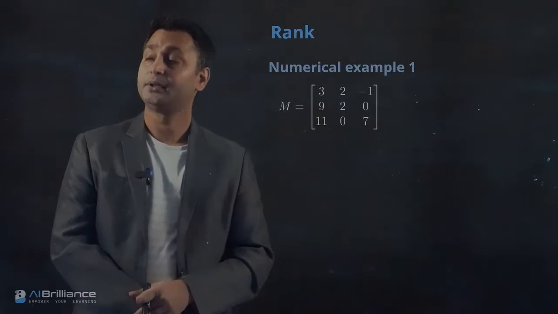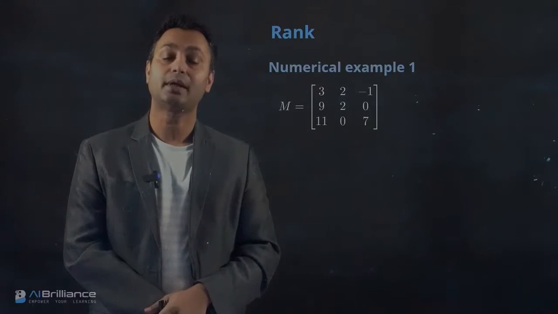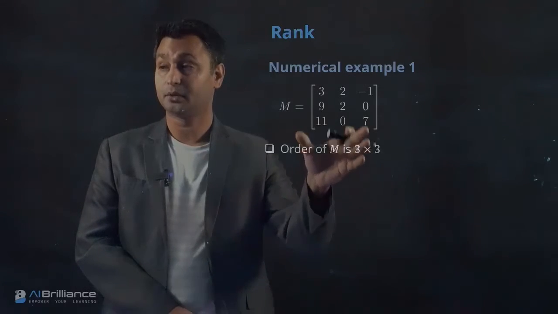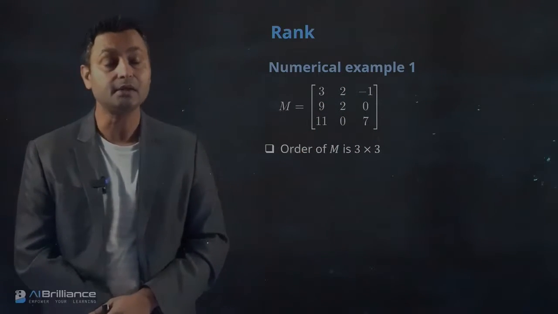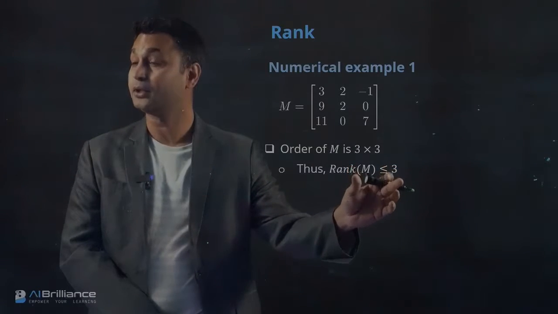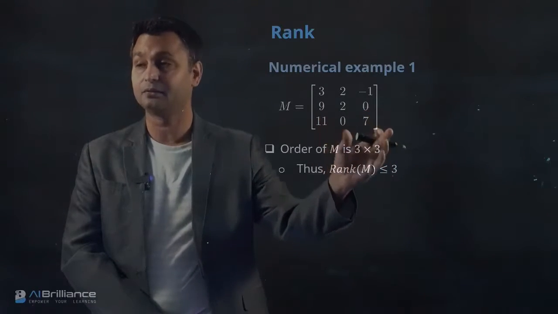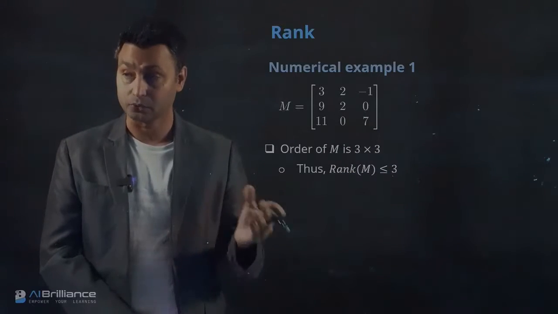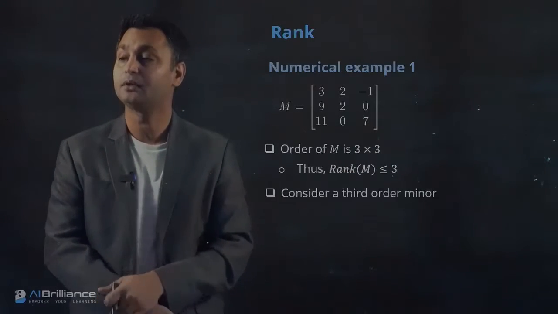This is a matrix M, and if we want to determine the rank of this matrix, the order of this matrix, or the number of elements, is going to be 3 cross 3. So we know that the rank could be anything less than or equal to 3. It could be full rank, in which case the rank is going to be 3, or it could be 2, 1, and so on. So the order is going to be there.